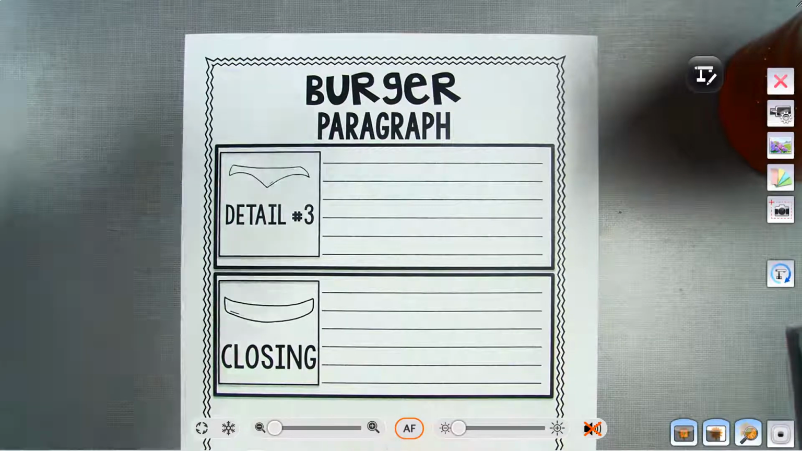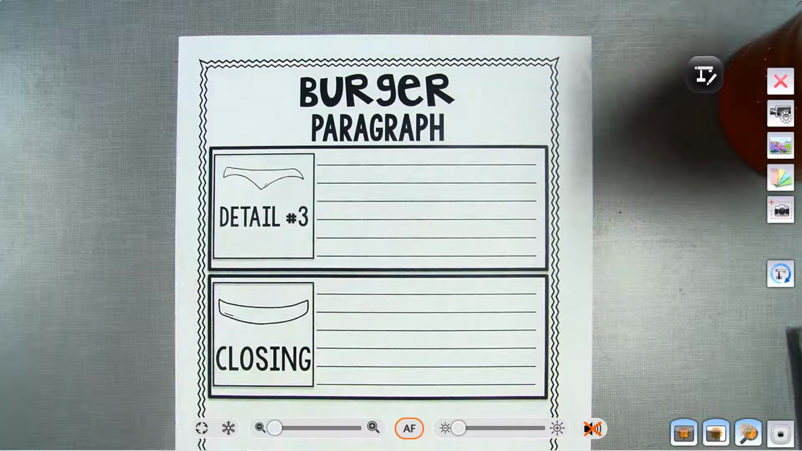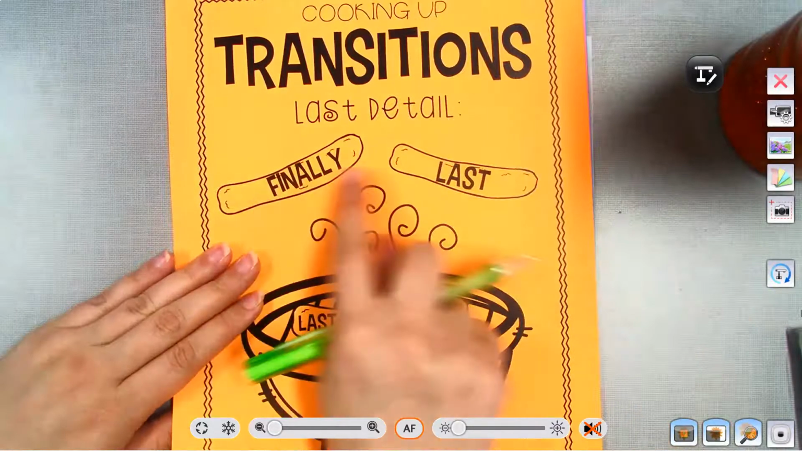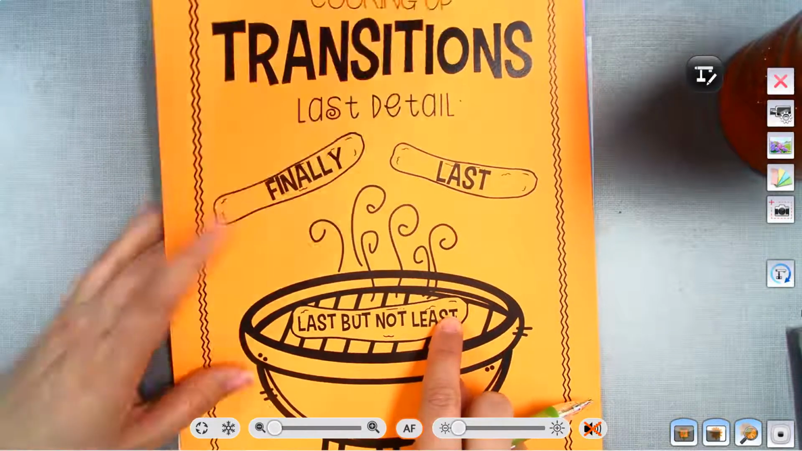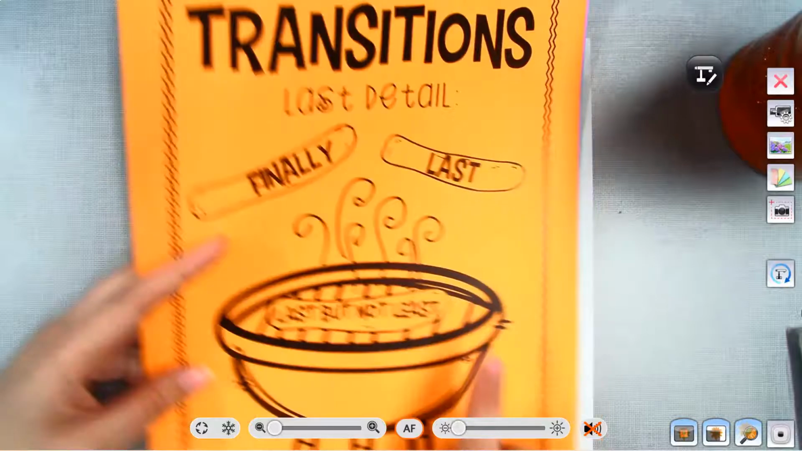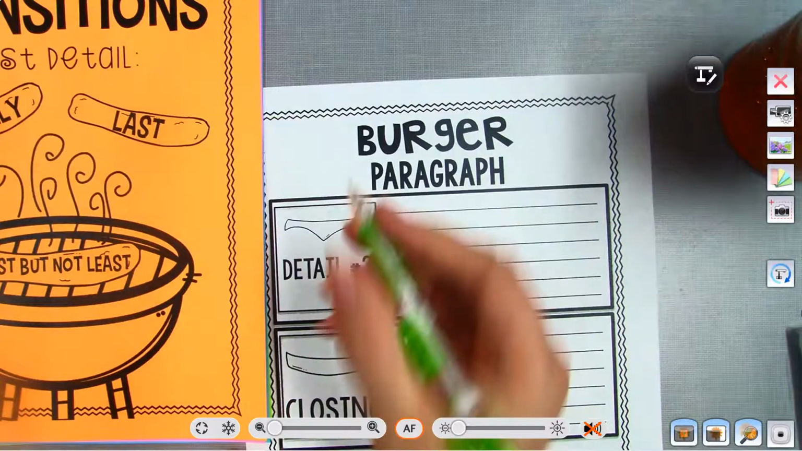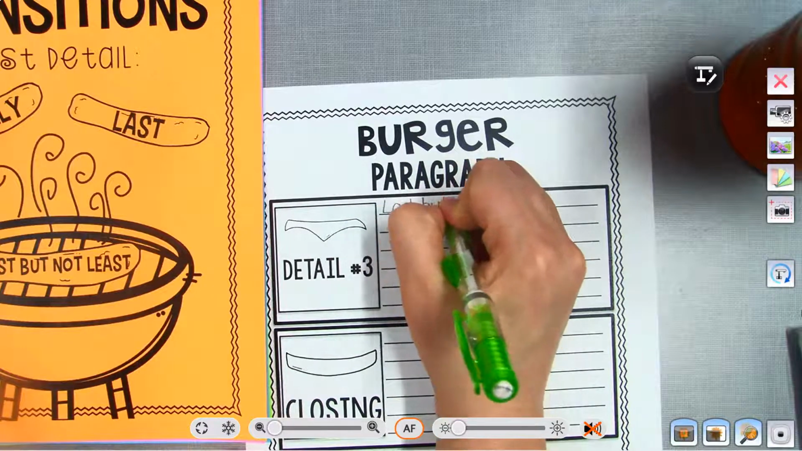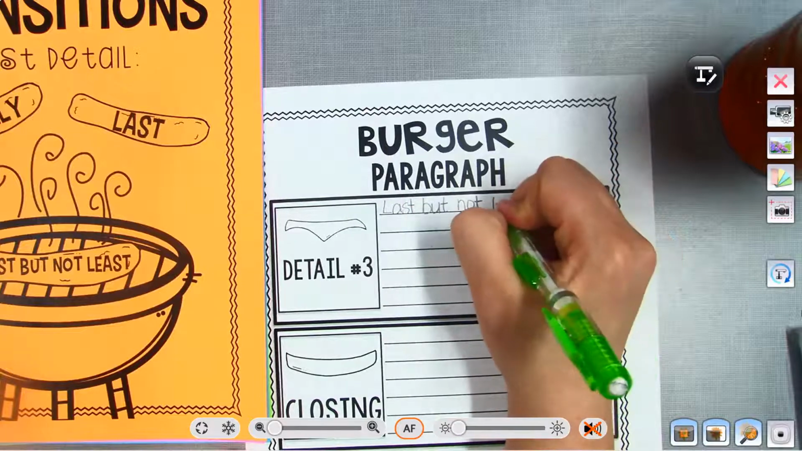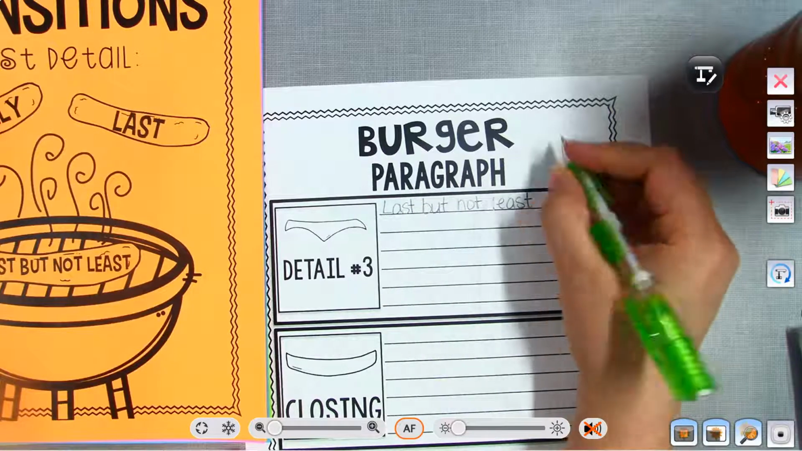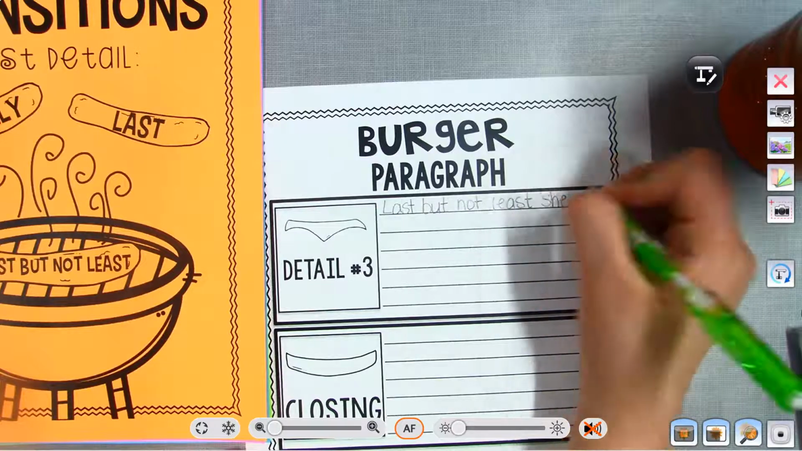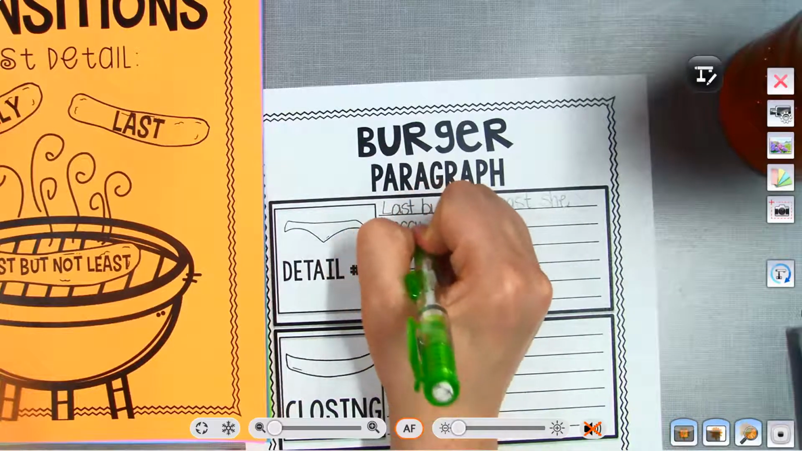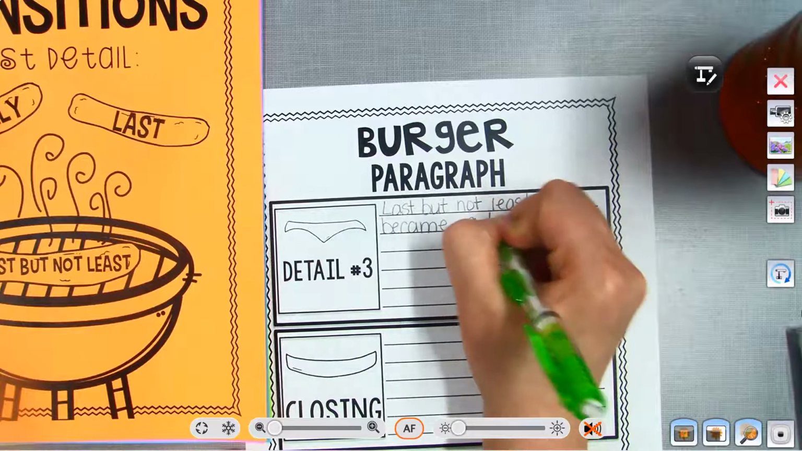Okay. And then I'm going to go to my third detail. And so my third detail is teacher. So my transition word that I can use for my last detail would be finally, last, or last but not least. So I kind of like last but not least. So I'm going to write last but not least. She became a teacher.